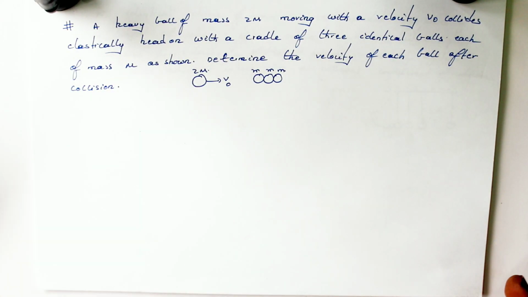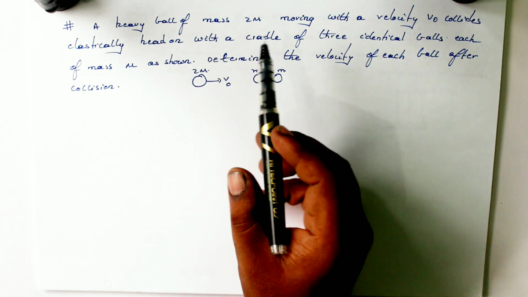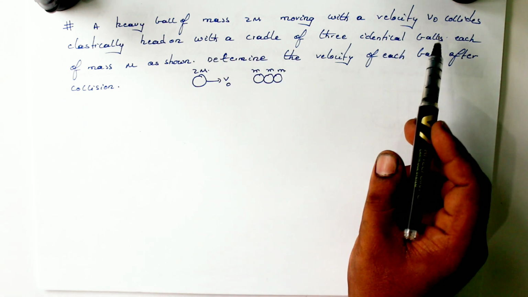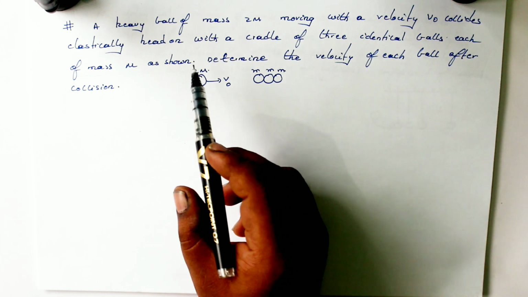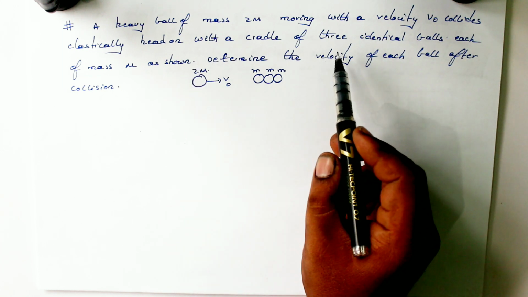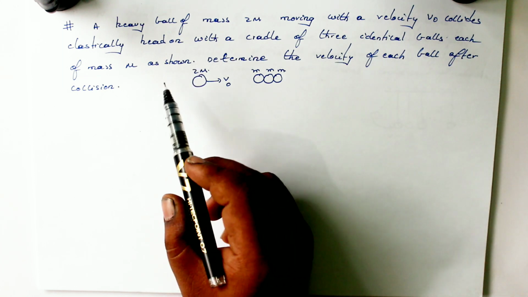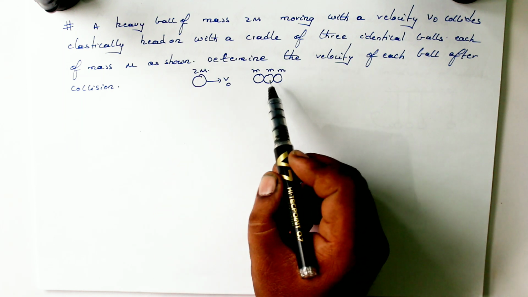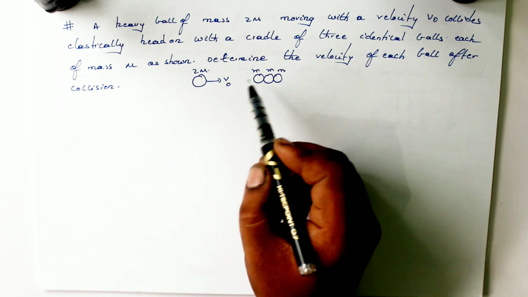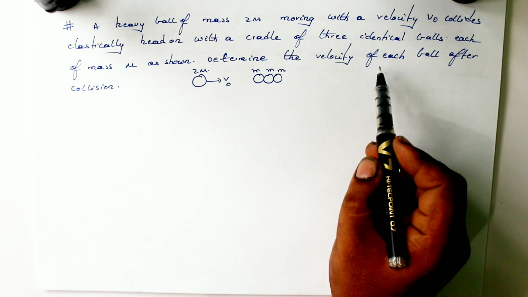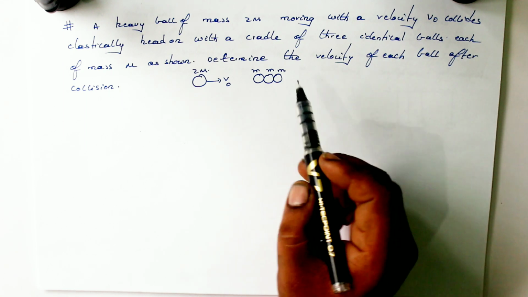Dear students, so let us see this question. A heavy ball of mass 2m moving with a velocity of v0 collides elastically head-on with a cradle of three identical balls, each of mass capital M as shown. So these are capital M masses. Determine the velocity of each ball after collision.